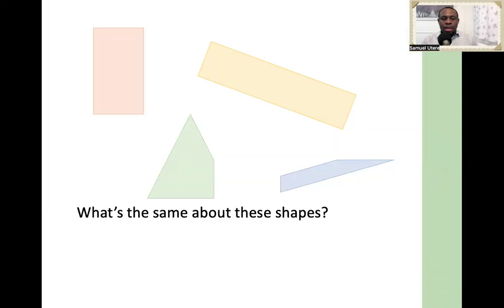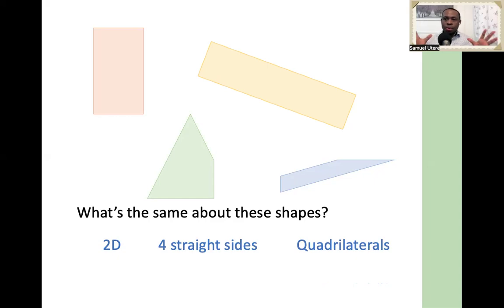Let's do some new learning for this lesson. Looking at these shapes, what do you think is the same about these shapes and what's different? Well, let's start talking about things that we feel are the same. First thing, we know that they are 2D shapes and they have 4 straight sides. Shapes that have 4 straight sides, we call quadrilaterals. Quad means 4 and lateral means sides. So they're shapes that have 4 sides.